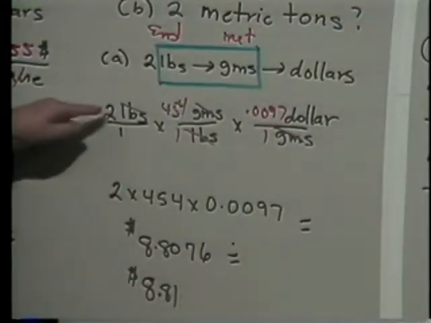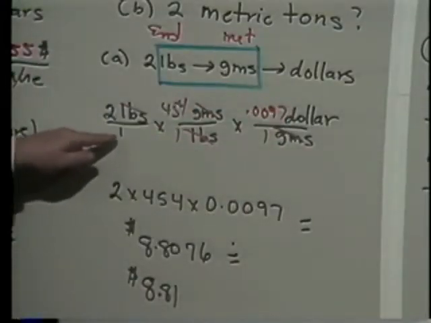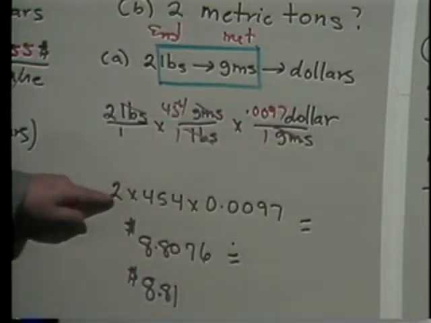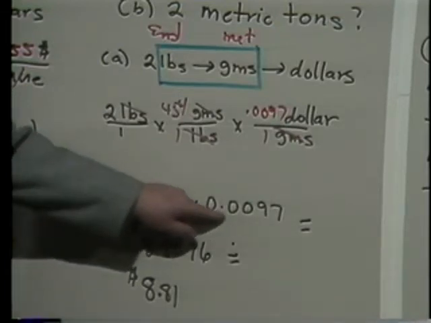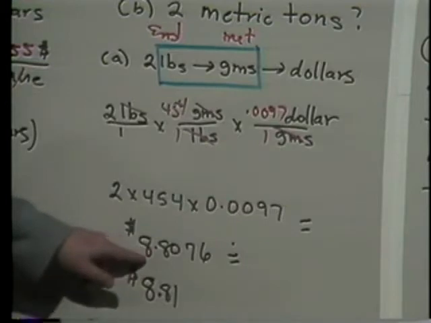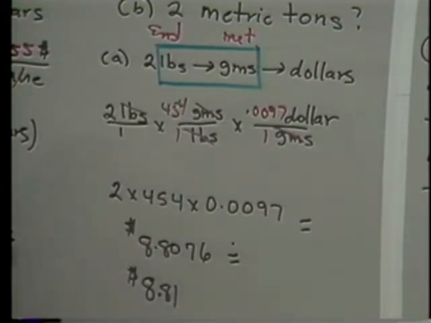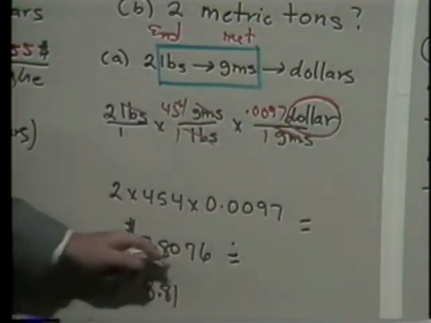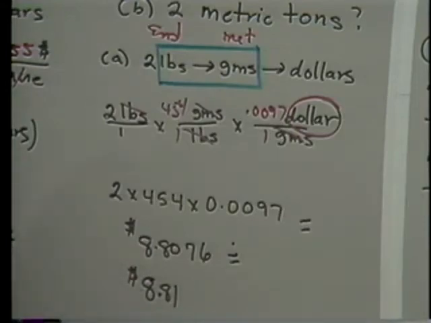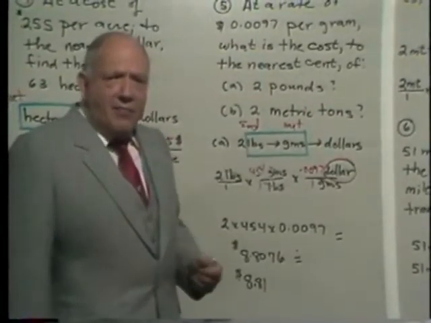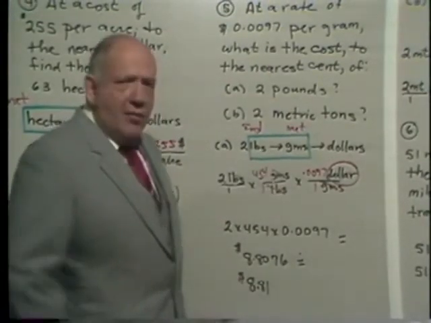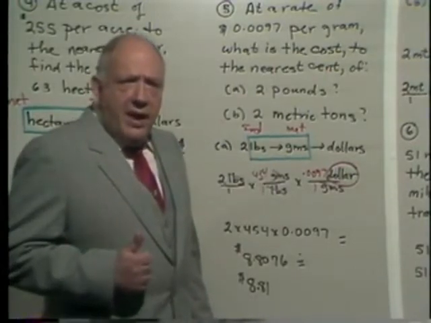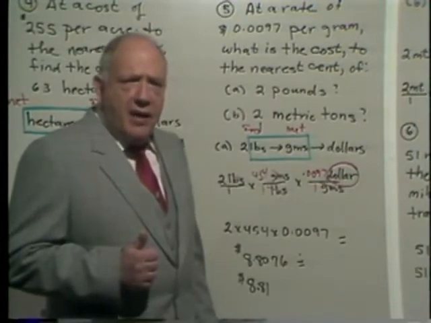So how do I solve this problem? The label is correct. I multiply all the numerators, and I multiply all the denominators. Since there are all 1s in the denominator, I can forget about that. My numerator is 2 times 454 times 0.0097. And that answer comes out to be 8.8076. But I have to figure out that the label is dollars, you see. And it says rounded off to the nearest cent, so it would be $8.81. You see, it doesn't sound like much per gram, but by the time you've bought 2 pounds, you're spending $8.81.